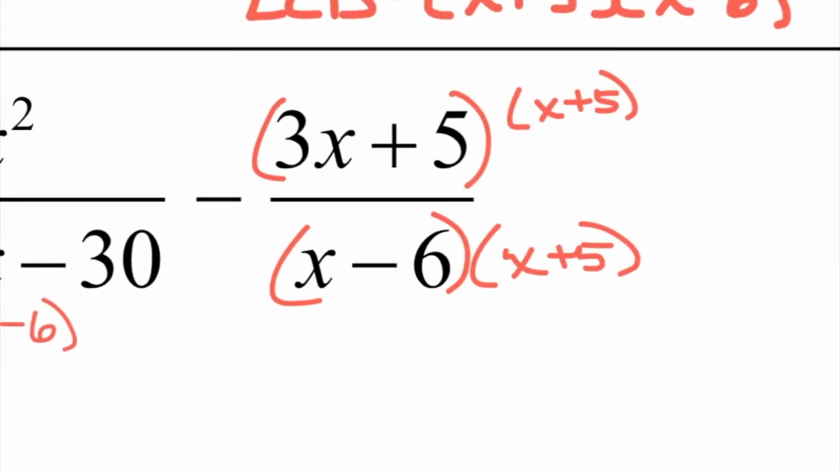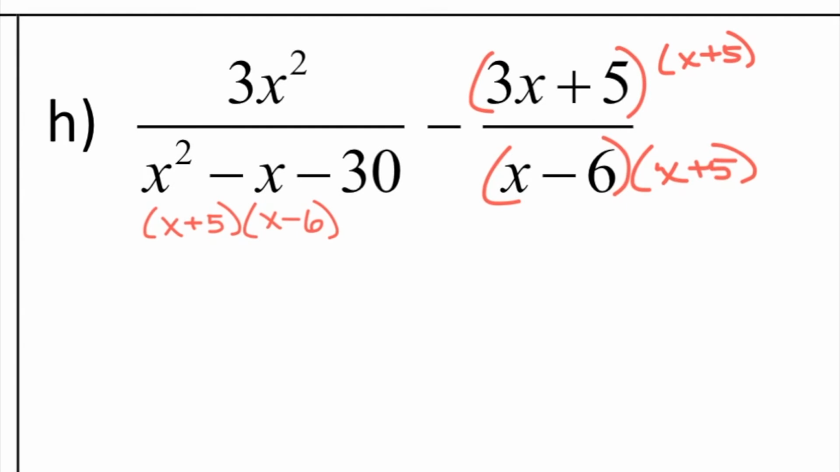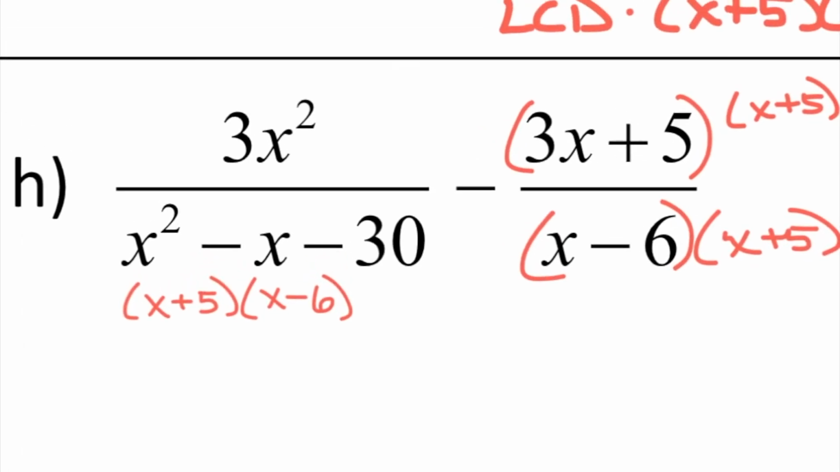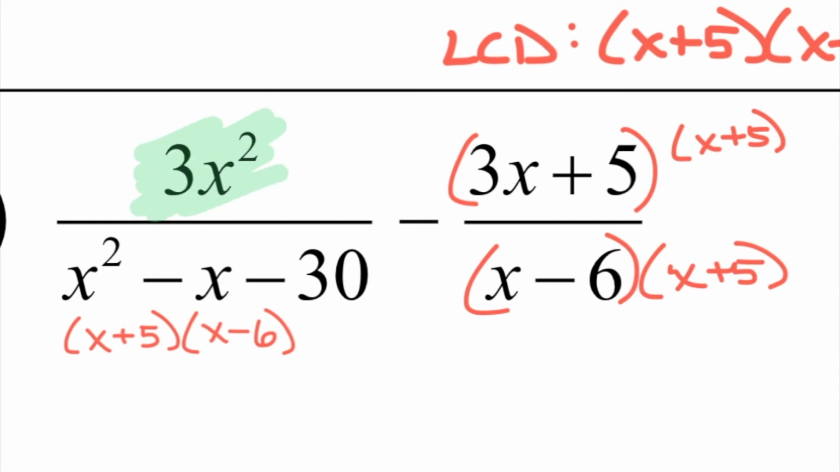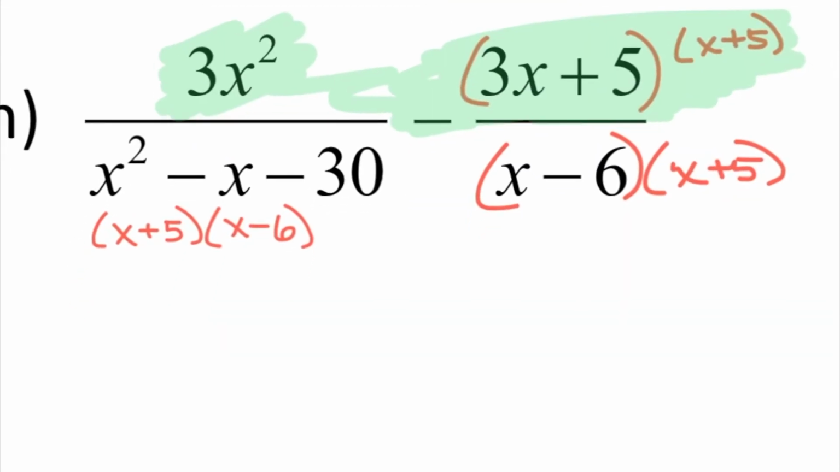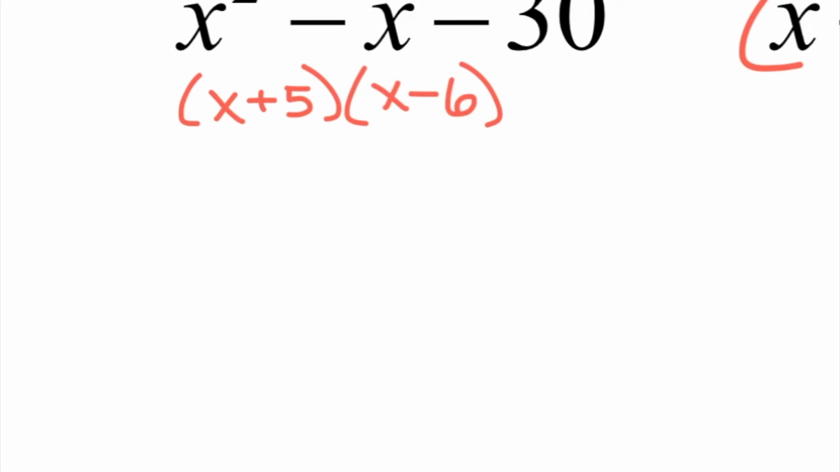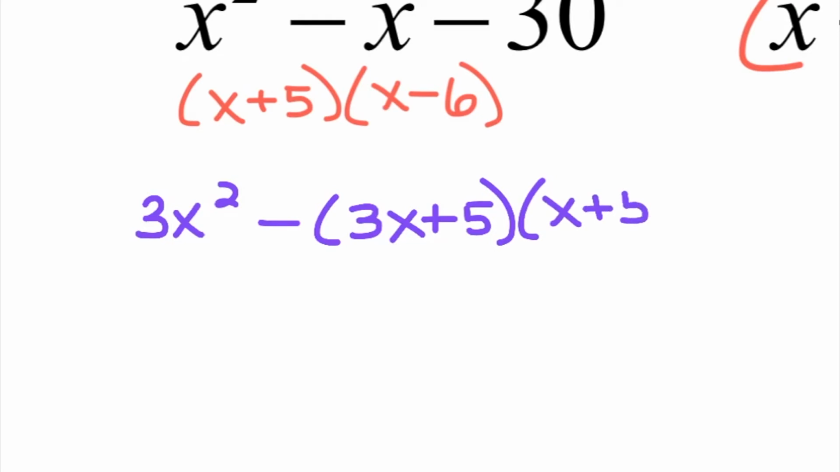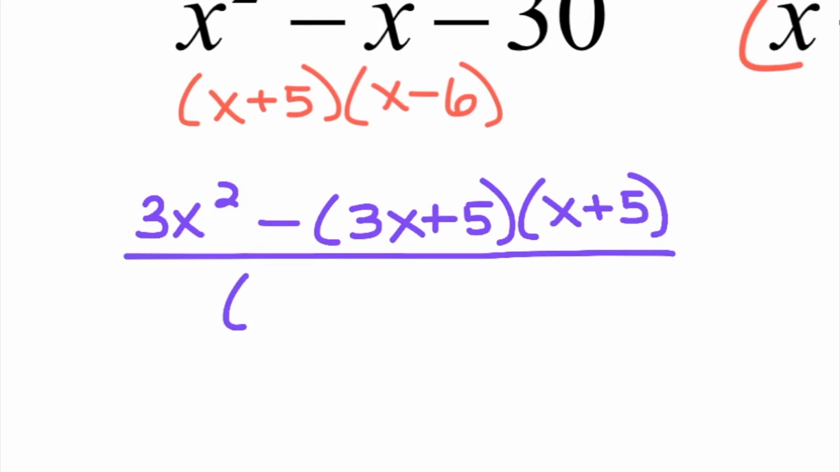Some kind of fancy x there. Okay. So now remember that your subtraction in the numerator is going to be 3x squared minus this whole thing over here. So it gets ugly before it gets pretty. So I'm going to write all of that out. So I've got 3x squared minus, and then the quantity 3x plus 5 times x plus 5, all over my LCD, which is x plus 5 times x minus 6.